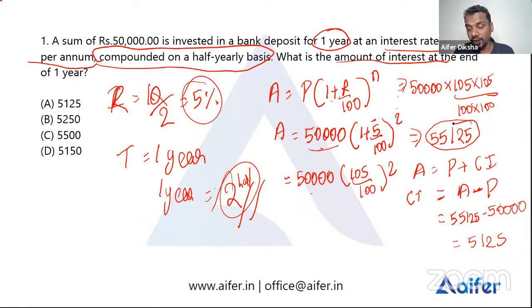So we have 55,125 minus 50,000, that will be 5,125. 5,125 will be the interest. I hope it's clear.